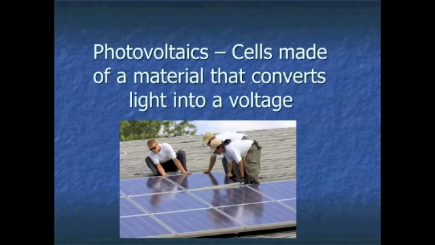Photovoltaic panels or solar panels that you see mounted on top of rooftops are made of a material that converts light into DC voltage and current. This voltage and current is similar to the voltage that you get from a battery.